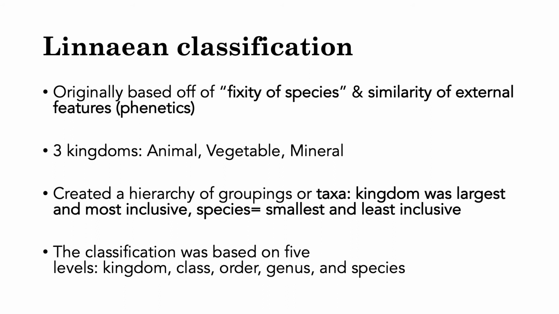Linnaeus assumed that all species were fixed or unchanging for all time, and used similarities in their physical characteristics to put them into groups. He did not feel that organisms were related to each other in any evolutionary sense, but merely that some were more similar to each other than others. Linnaean classification includes 5 categories which are still used today: kingdom, class, order, genus, and species.